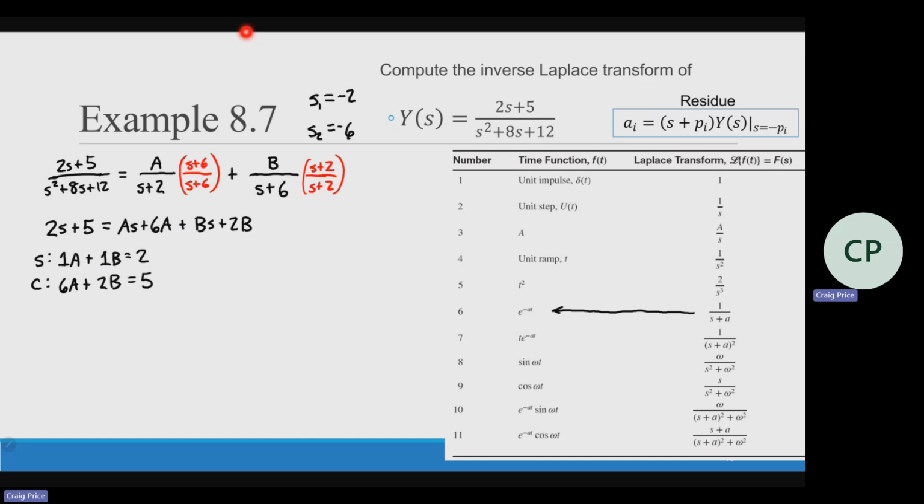Anyone solving it in their head? Did you get an A and a B yet? I think it's attainable. 1 plus 1 equals 2. 6A plus 2B equals 5. Now, obviously, you can solve for one, plug it into the other equation. You can do that.